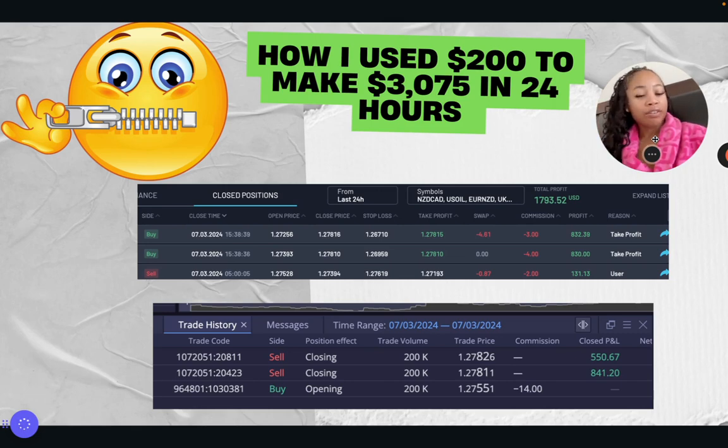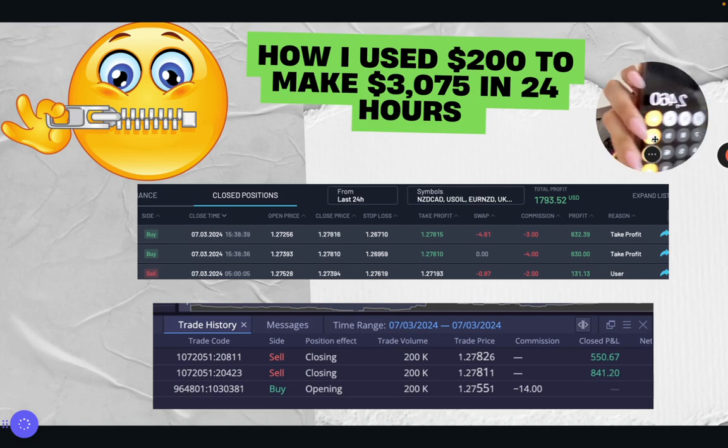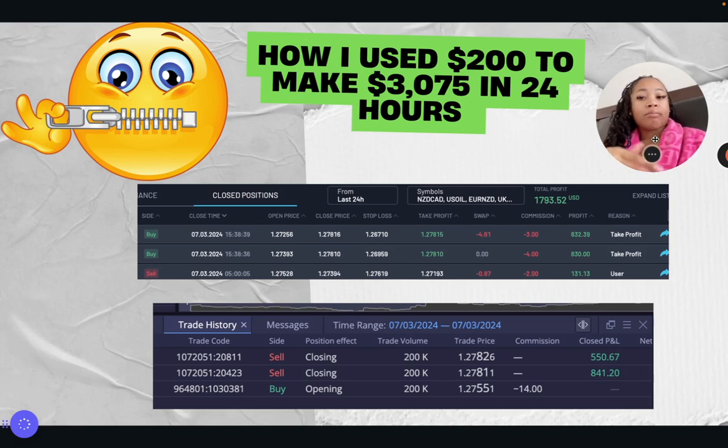And then once you get to the third phase, you get paid out 80 to 90% of what you make. So for this instance, $3,000 in 24 hours, one pays out 80%, the other one pays out 90%. So let's just say 80%. So 3,075 times 80% is $2,460 that I just made by buying this account for $200.